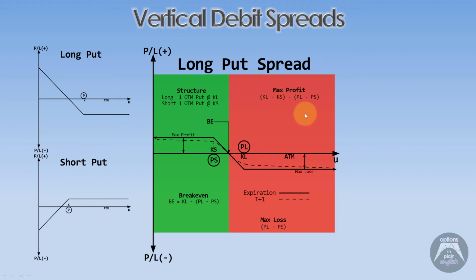This is the max value, the difference in strikes, KL minus KS, and then you subtract whatever you paid for that spread. The break even is going to be at the strike price where you bought the put minus whatever you paid for the spread. So this distance, PL minus PS. Again, this is going to be the profit and loss line at expiration, and you're going to have a T plus 1 line at any time prior to expiration, and this is going to be approaching the expiration solid line.